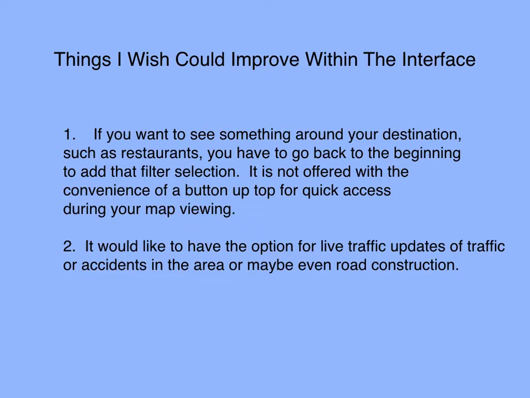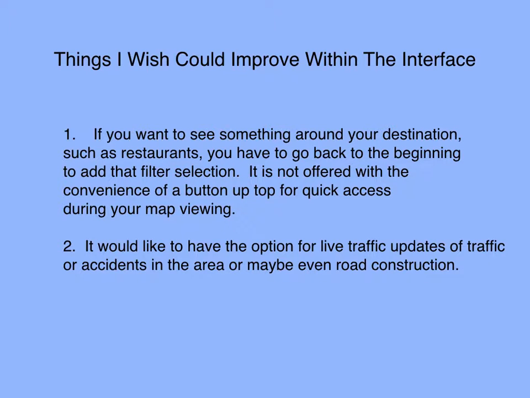For instance, if I've decided I want to go to Bandy's High School, and I've got my destination planned out, and I say, oh wait, I would like to see all the restaurants in the area, there's not a quick way to just click on a restaurant icon. There's nothing listed up at the top or over to the side with an icon or something. So you have to go back to the beginning and choose restaurants or hotels or coffee shops or whatever from that point to get everything added to your map, instead of something in quick access.